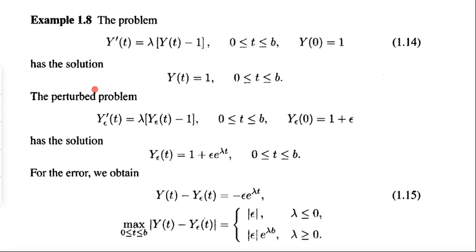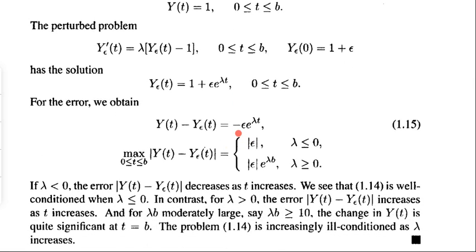Now we want to perturb our problem by changing the initial condition from 1 to 1 plus epsilon. Now this new problem will have this solution: y epsilon equals 1 plus epsilon times e to the lambda t. The difference between the solution of this problem and the solution of this perturbed problem will be this value, minus epsilon times e to the lambda t.